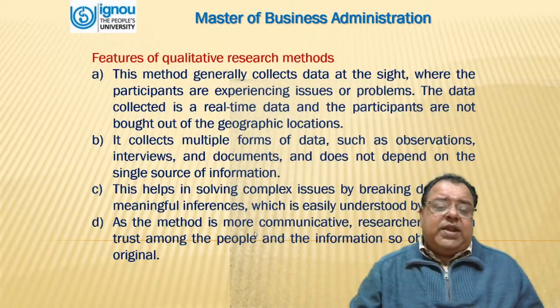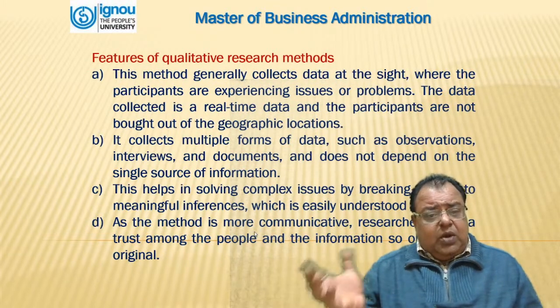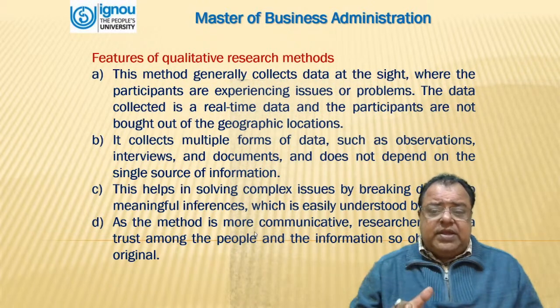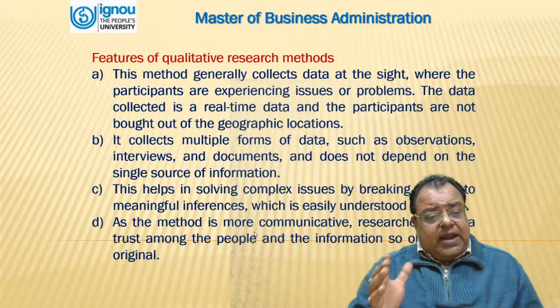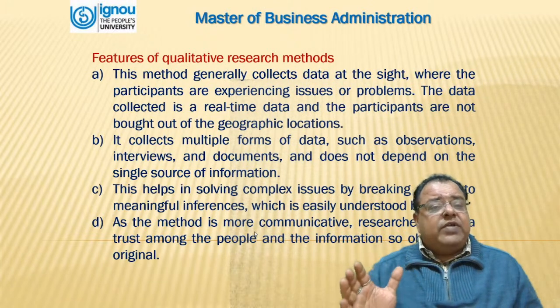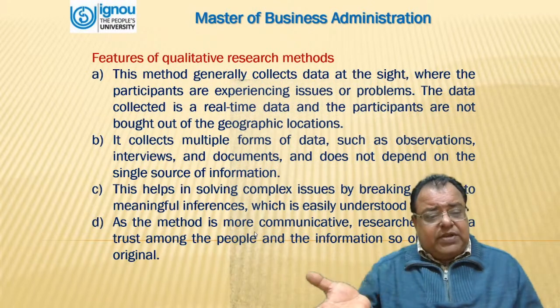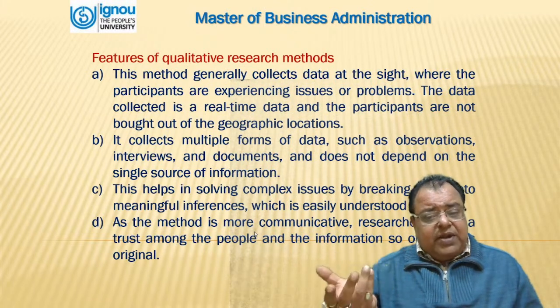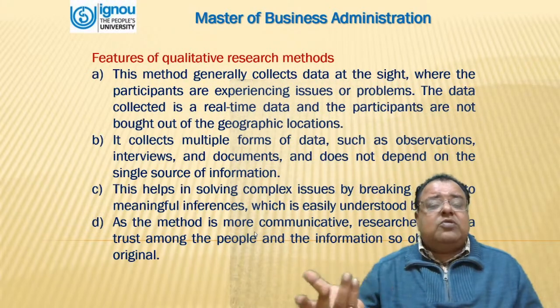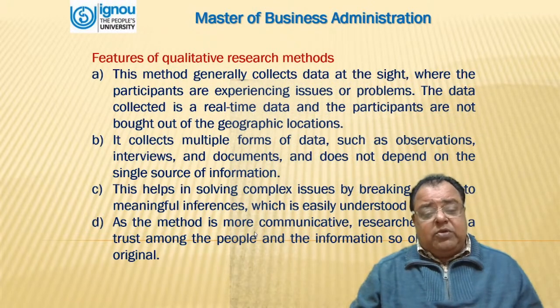What are the features of qualitative research methods? This method generally collects data at the site where the participants are experiencing issues or problems. The data collected is real-time data and the participants are not brought out of their geographical locations. It collects multiple forms of data, such as observations, interviews, and documents, and does not depend on a single source of information. This helps in solving complex issues by breaking them down into meaningful inferences, which are easily understood by all.